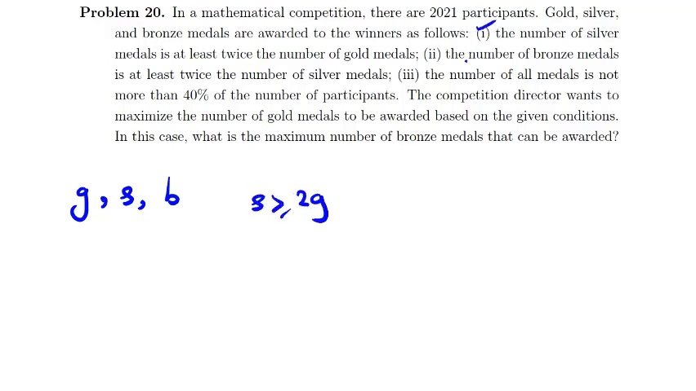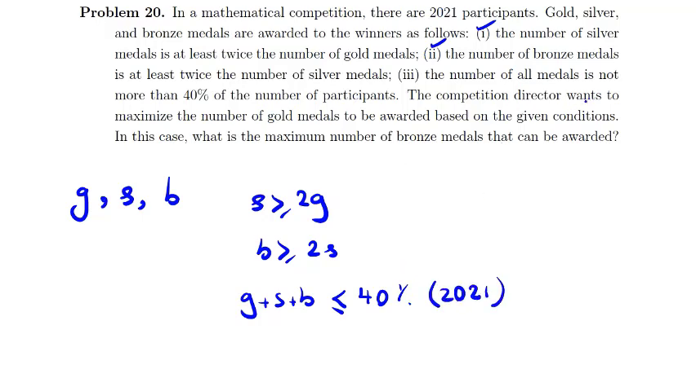The first condition. The second, the number of bronze medals is at least twice the number of silver medals. The number of all medals, G plus S plus B, is not more than, so less than or equal to, 40% of the number of participants, which is 2021. The competition director wants to maximize the number of gold medals.